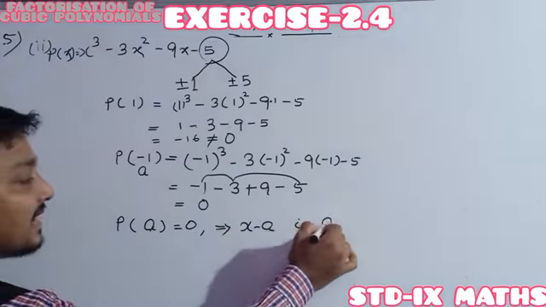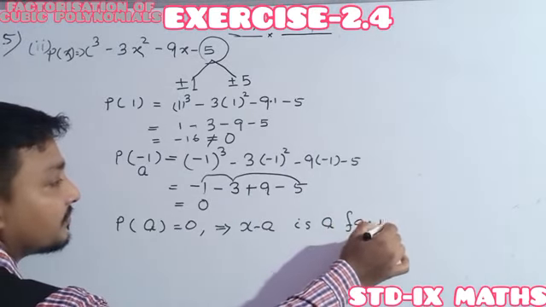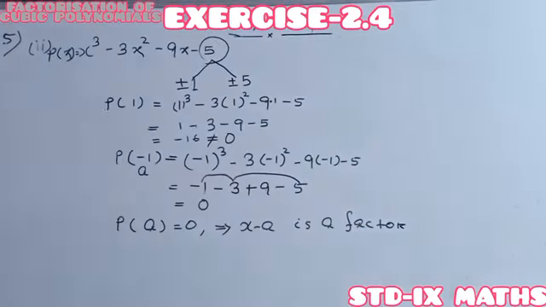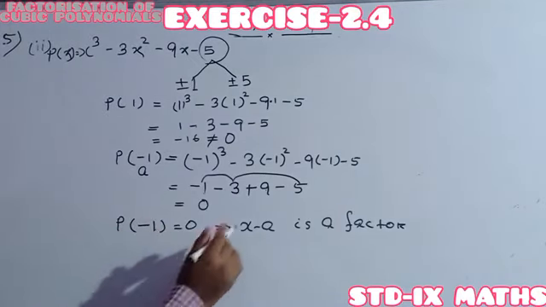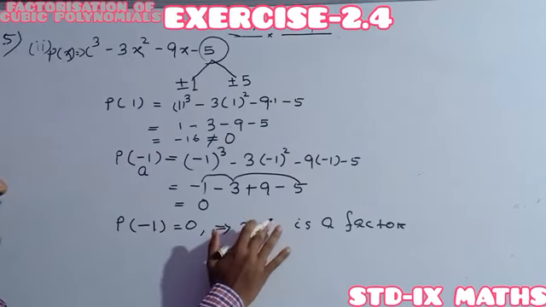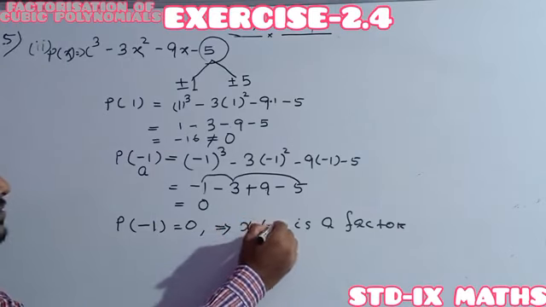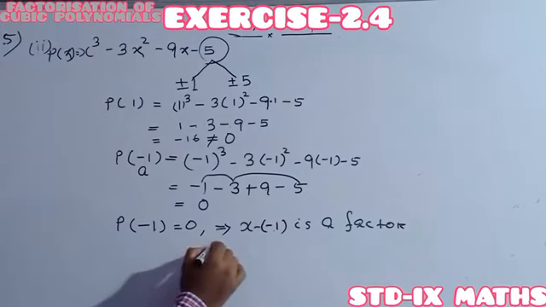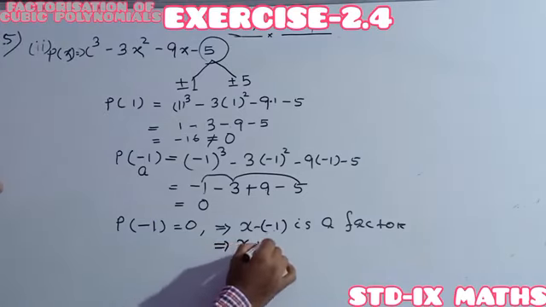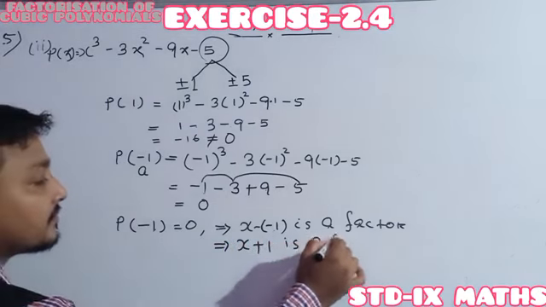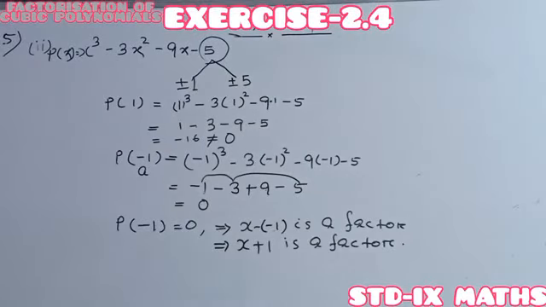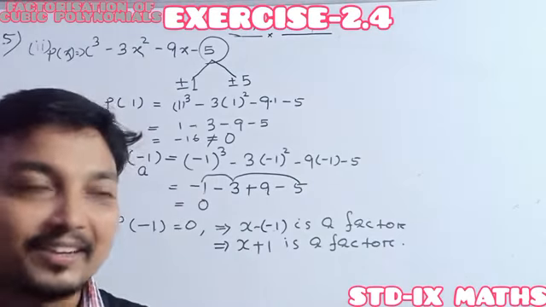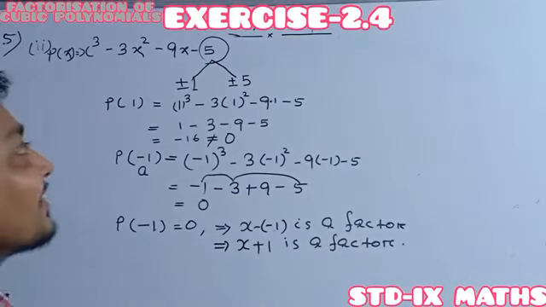X minus A is a factor. Yes or no? So in the same way, in place of A, here it is -1. P of -1 is 0. So in place of A, I have to write -1. So x minus of -1 is a factor, which implies x plus 1 is a factor. Ready? X plus 1 is a factor, understood? In the previous situation, x minus 1 was a factor, but now x plus 1 is a factor. See the trick.